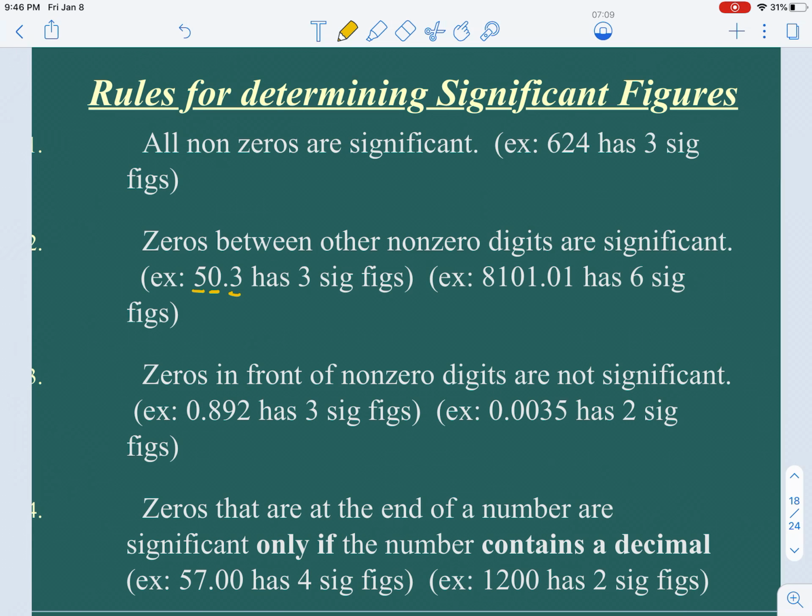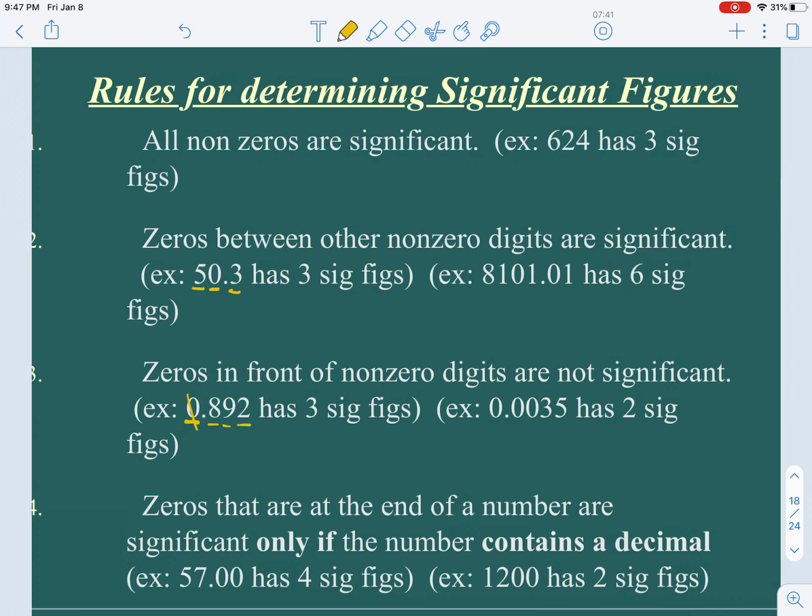So we can see from this first example that we have 0.892. This first 0 is not considered a significant figure. It is in the front of the number, so leading zeros do not count for sig figs. So this will not be a significant figure, so we go to the next digit. That is a 1 through 9, so 8 is my first significant figure, and then these are all 1 through 9, so 3 sig figs in this particular example.